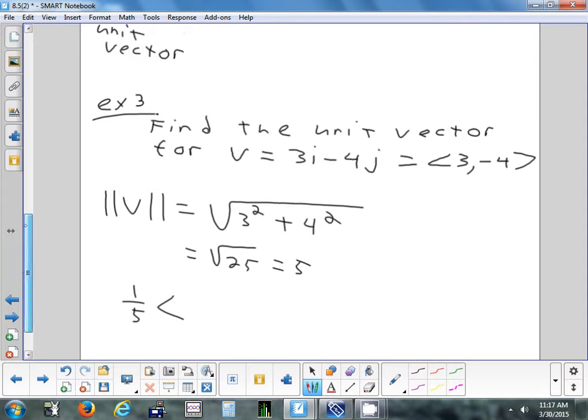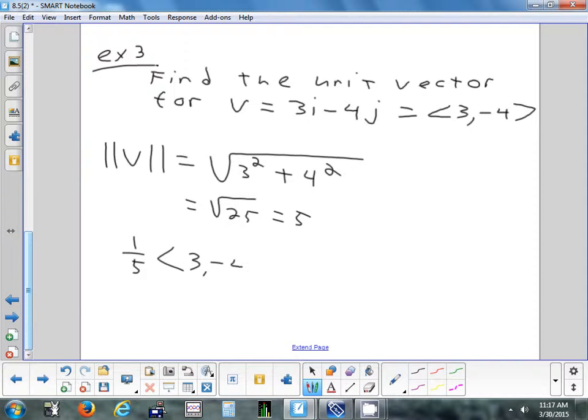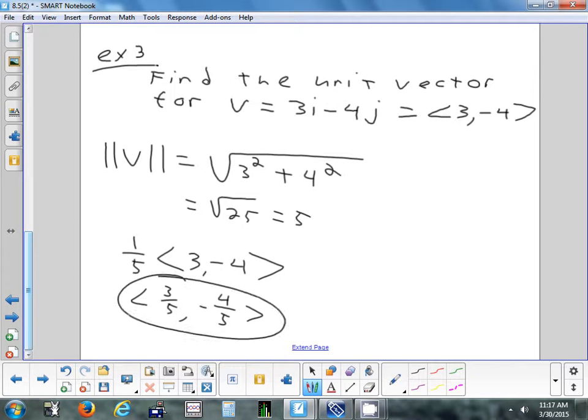Right, so you can write it as 1/5 times the vector 3, -4, and then do it out. 3/5, -4/5. And that's your answer. Okay, or if you wanted to write it with ij notation, it would be 3/5 i minus 4/5 j. Okay, any question how we found the length of V, or how we scaled it to make it into a unit vector?